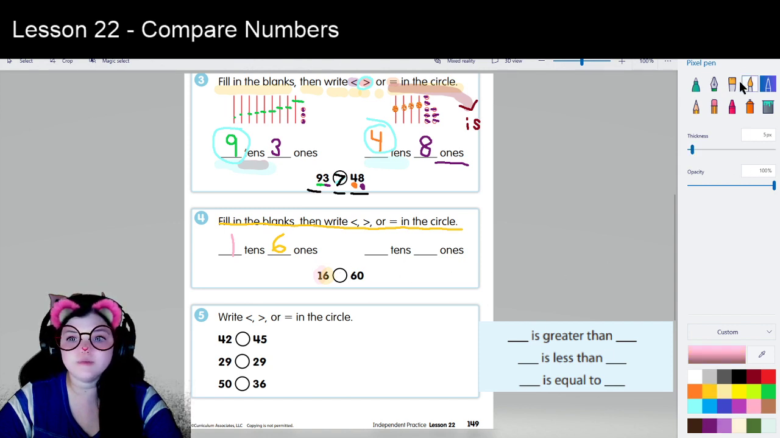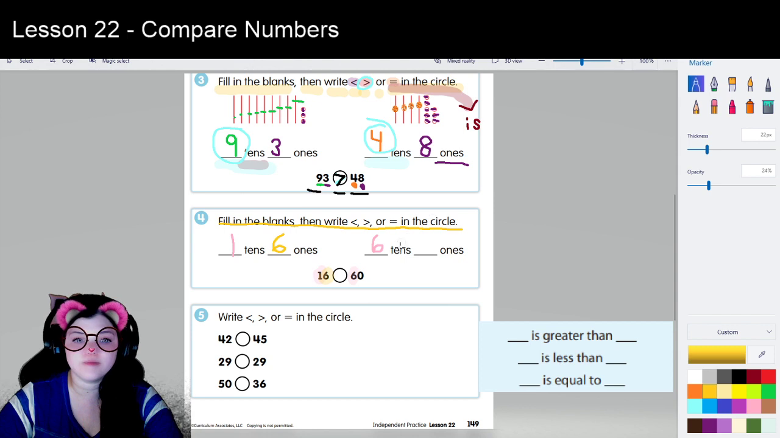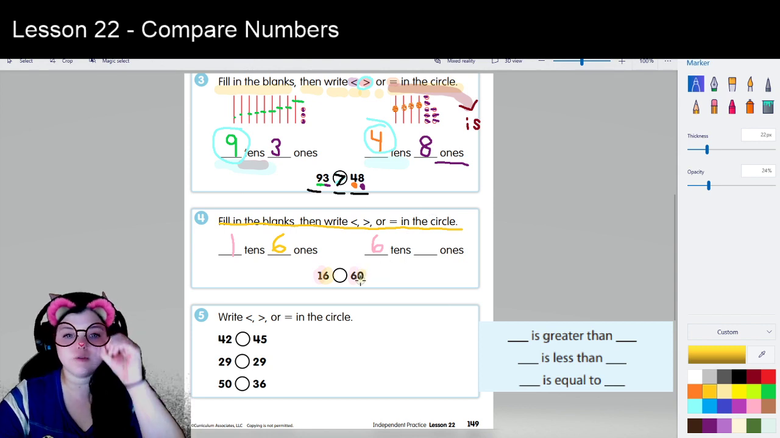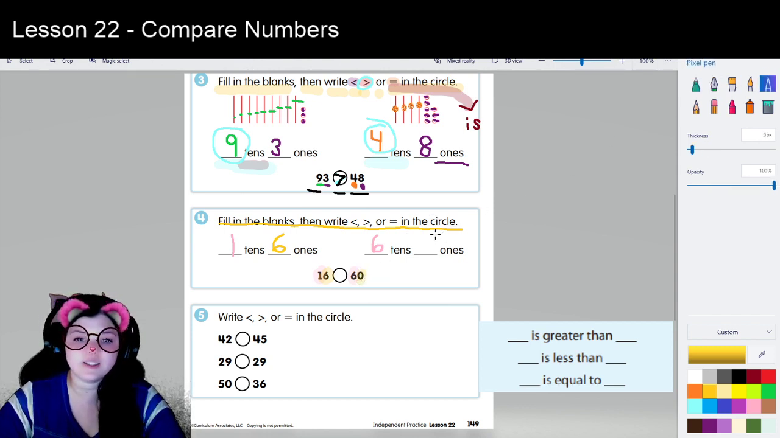Now let's look at the next number. 60. 60 has how many tens? Look at your place value. You said 6. You are right. There are 6 tens in the number 60. Now look at your ones place. How many ones in the number 60? If you said 0, you are right.